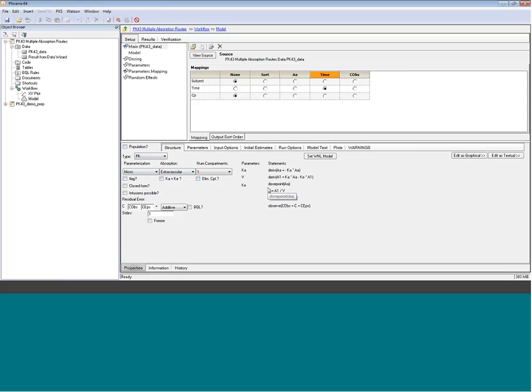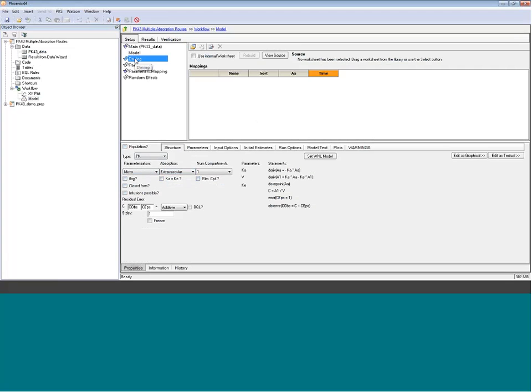However, since we have two different routes of input here, we're actually going to customize this. So I'm going to leave that unchecked for the time being. I will want to map the time variable as well as the plasma concentration as C-obs.